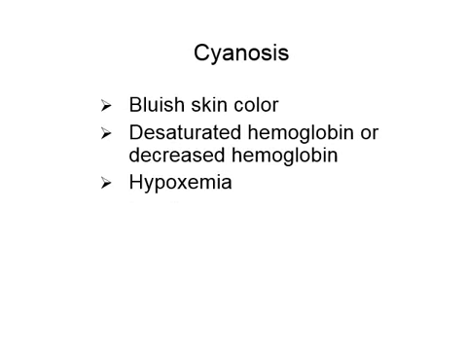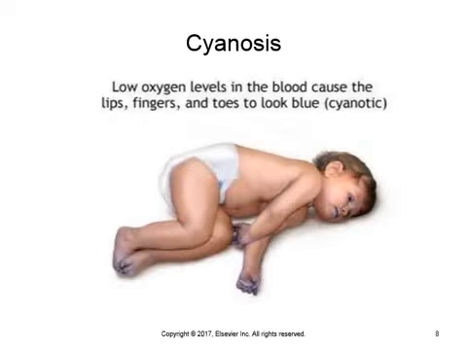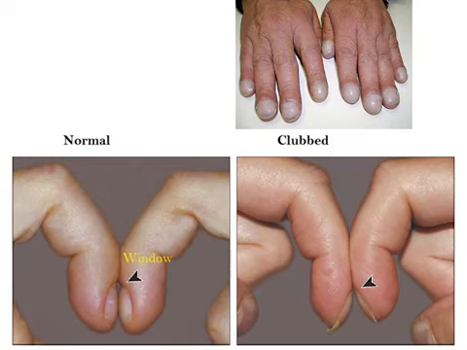Cyanosis is a physical finding. It's the bluish discoloration of terminal areas of circulation, such as the lips and the fingertips. Here's what it can look like. Clubbing is a phenomenon that occurs in patients with chronic hypoxemia as a result of chronic respiratory disease. Nobody knows what causes clubbing, but it can be a pretty dramatic finding as represented here.